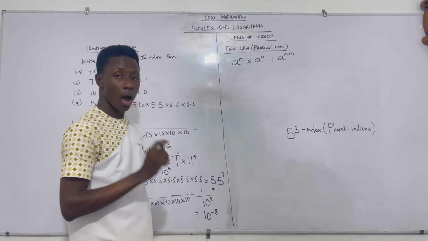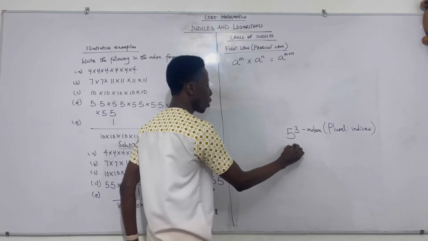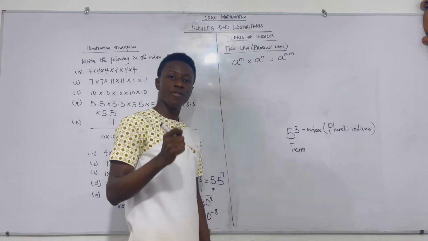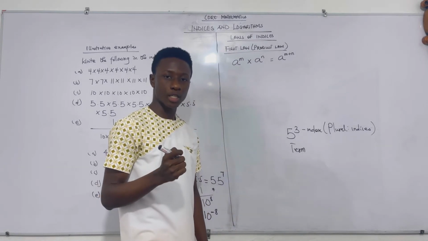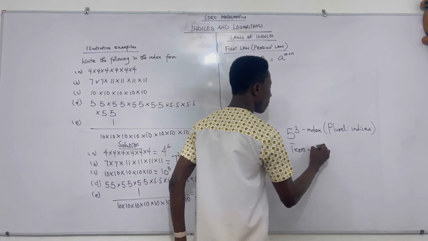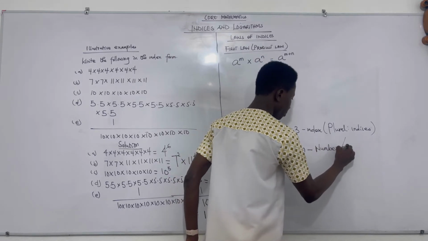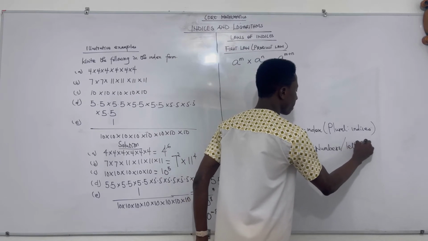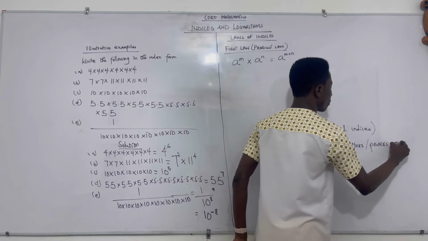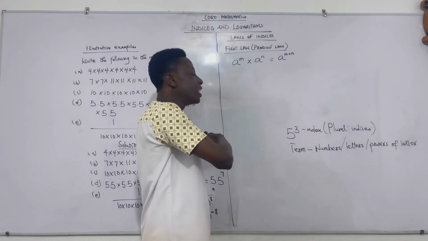Now you realize that as I was writing, I said when you have a term, I used the word term. When you have a term with a power, if you followed my first lecture under algebraic expression, you remember that we said a term consists of numbers. We said a term may consist of what? Numbers, letters, or powers of what? Letters. Sometimes it can be a combination of everything.